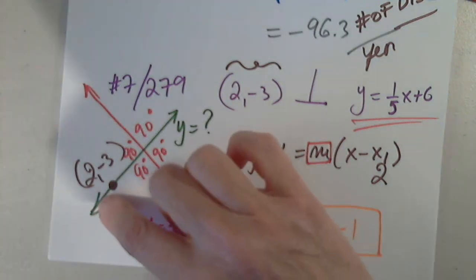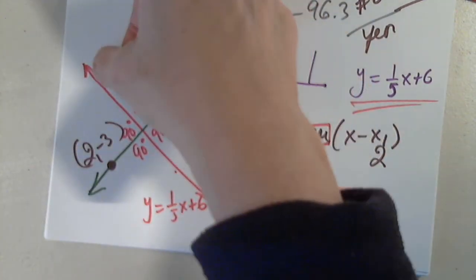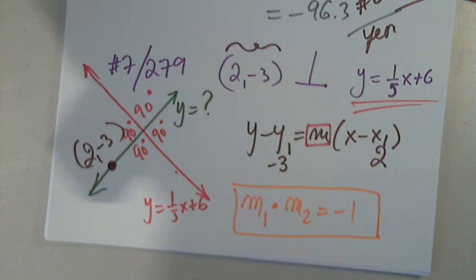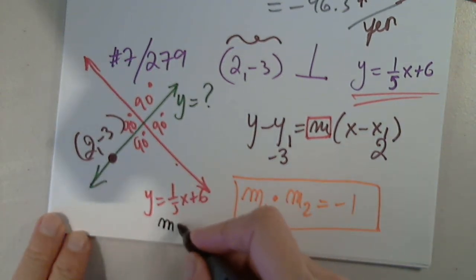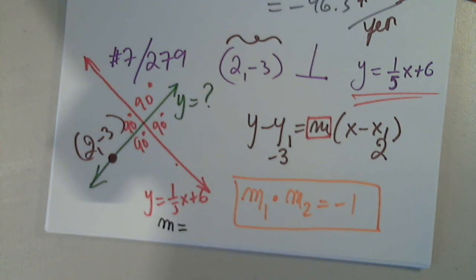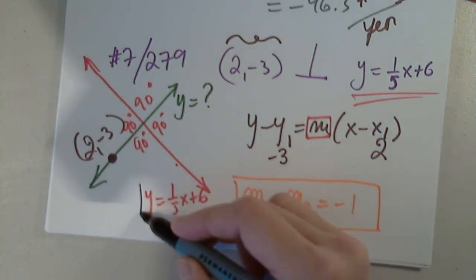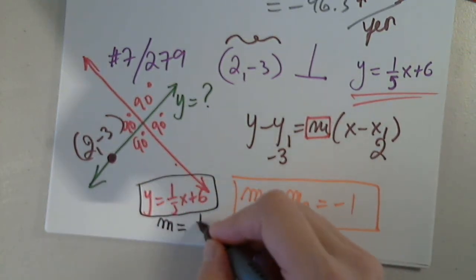So how do I determine the slope of the green line? Do I know the slope of the red line? And the answer is yes. I do know the slope of the red line. Can anyone give us the slope of this line? The slope of the red line? Yes. 1/5. Thank you very much.